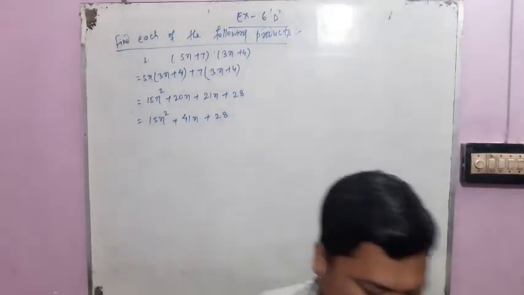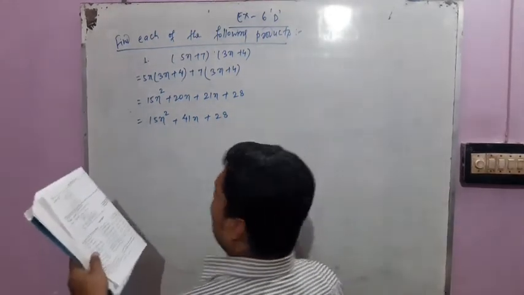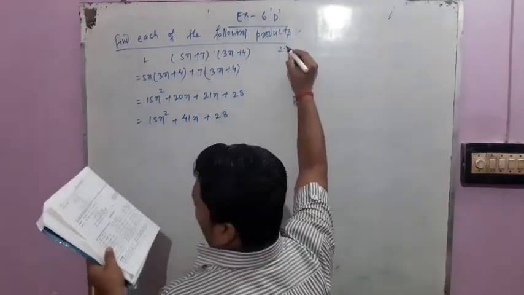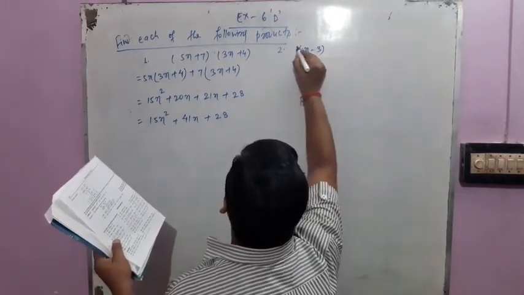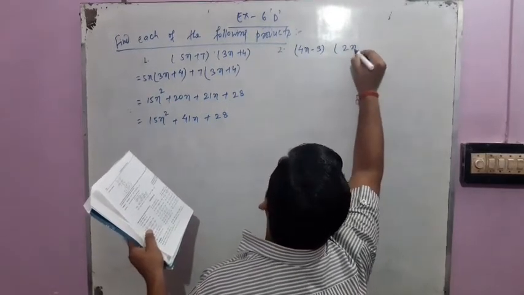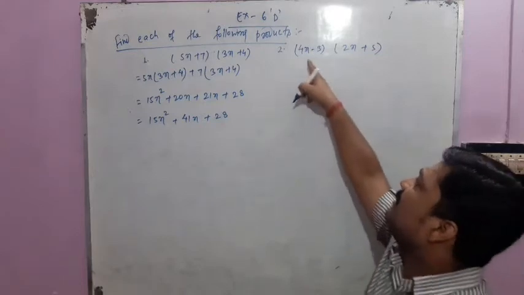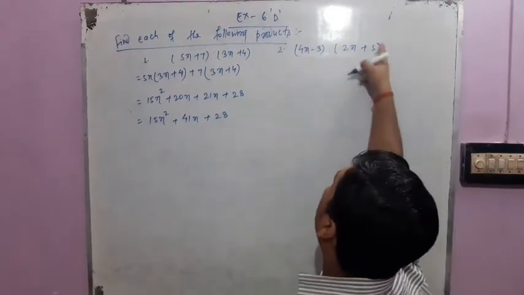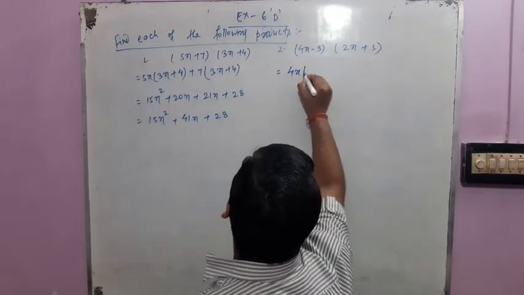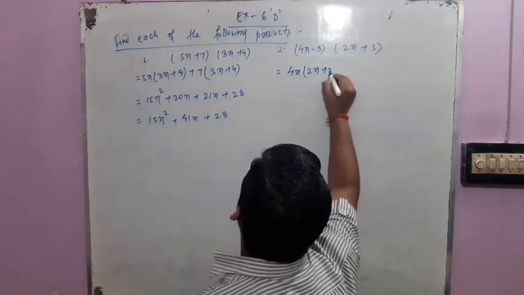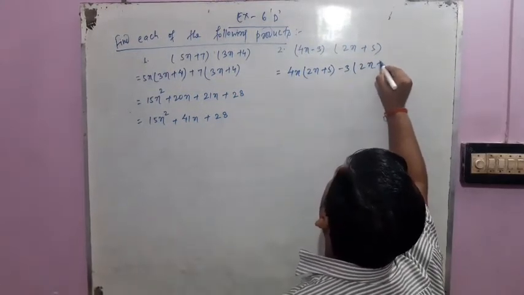Okay friends, now look here at question number second. This is related to subtraction also. In question number 2, 4x minus 3 that we have to multiply with 2x plus 5. Using the same process, first we multiply the first term of this binomial with the whole second binomial, means 4x we have to multiply with 2x plus 5, and then minus 3 we have to multiply with 2x plus 5.